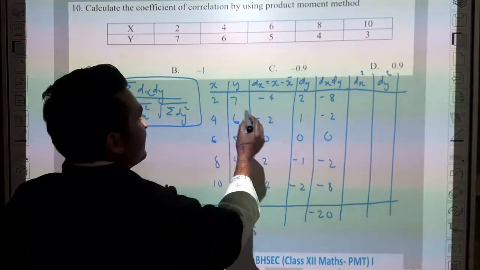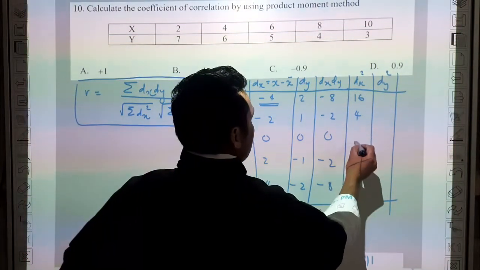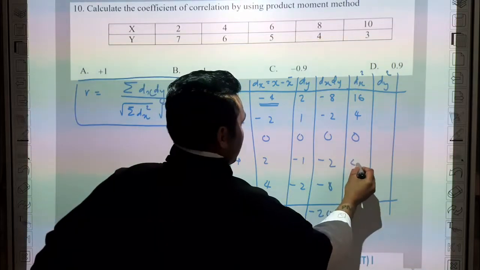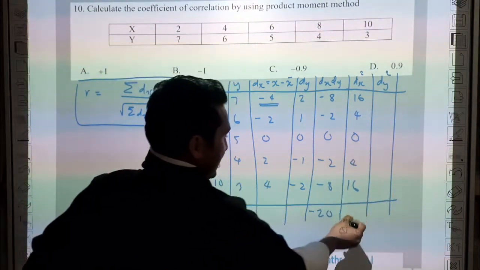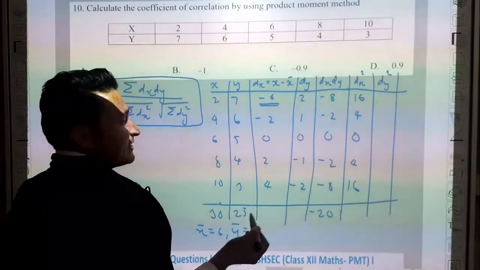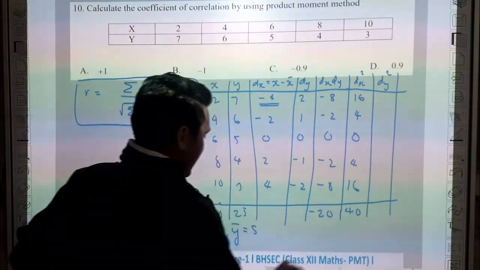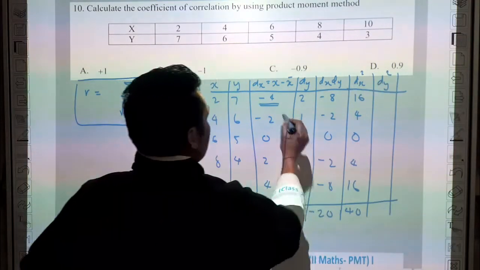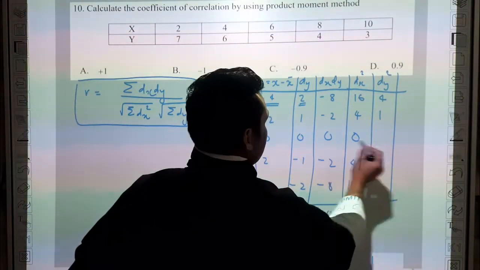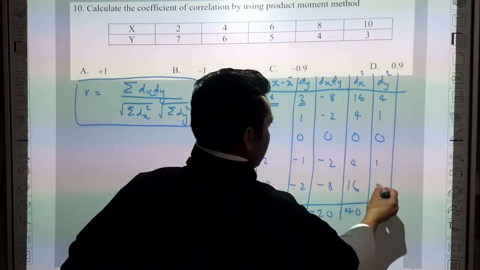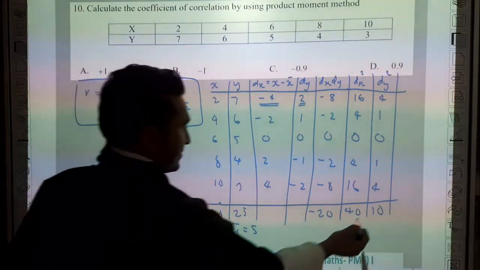Then dx square. So dx square of negative 4 is 16. Then square of negative 2 is 4. Square of 0 is 0. This is 4. This is 16. Then we also have to add this. So 16 plus 16, 32. Then plus 8, it is 40, right? Then dy square. So we have to square these things, okay? So it is 4, then this is 1, this is 0, this is 1, this is 4. So 4 plus 4, 8, 9, 10. So this is 10.